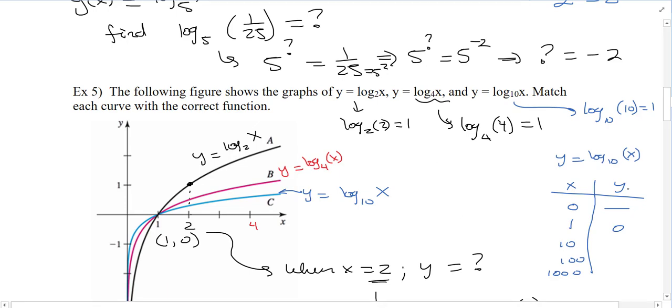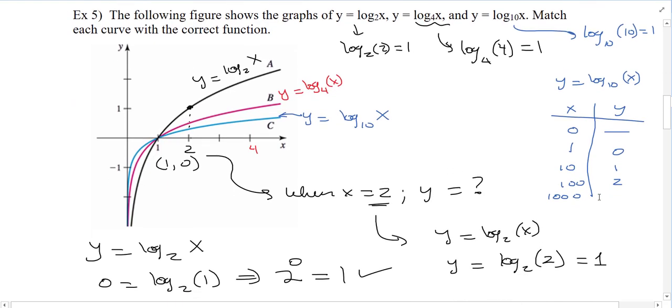Log base 10 of 10, what exponent do you put on 10 to get 10? 1. Log base 10 of 100, what exponent do you put on 10 to get 100? 2, and so on. And the same thing you could do to get a negative number: 1/10, 1/100, 1/1000, and so on. So that's how you can use a t-table as well.